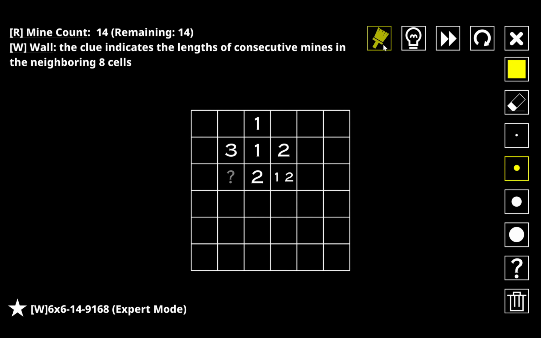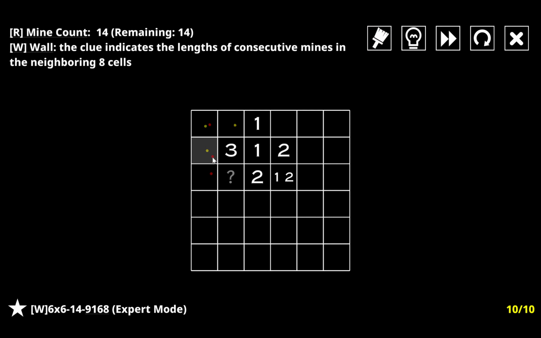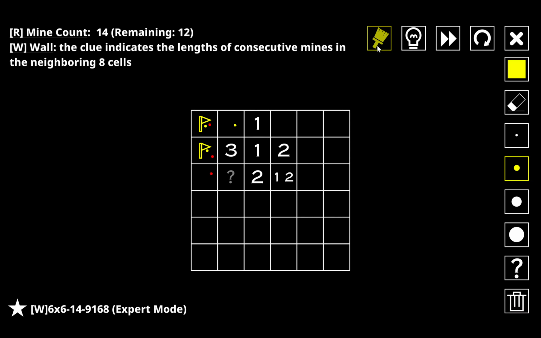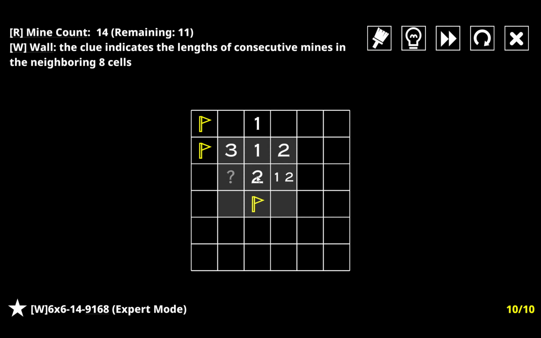Something else we can note is that for this 3 we have 2 possibilities, right, for a group of 3 mines around it. If we start anywhere else, then it won't actually be long enough, or it'll be disconnected, so we know that both of these are mines. Using similar logic, we can say that this one must be a mine, because out of the groups of size 2, both of them cover this.